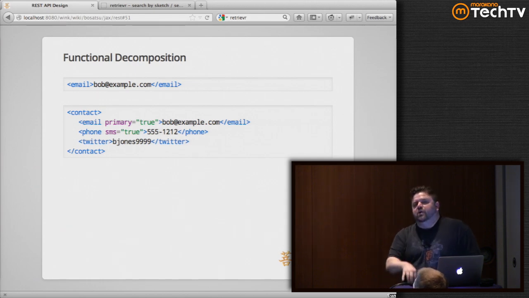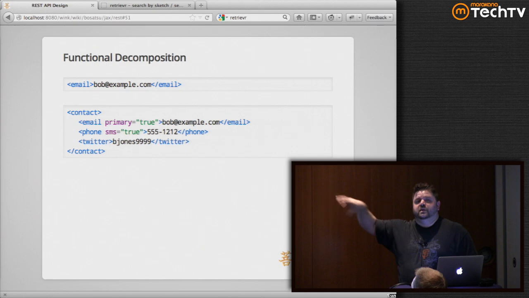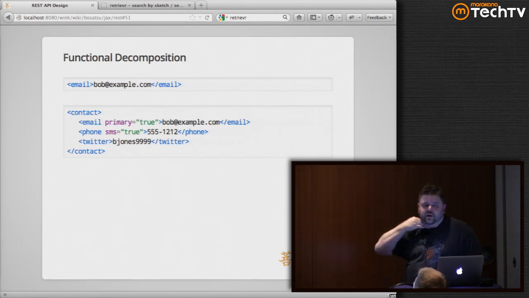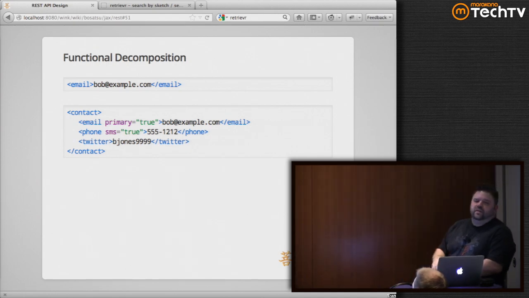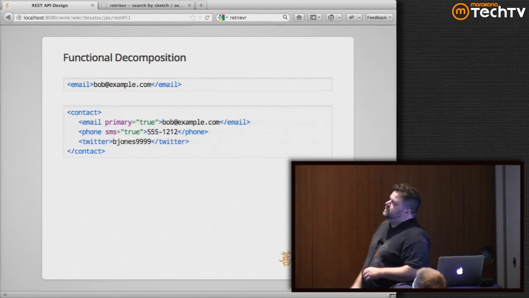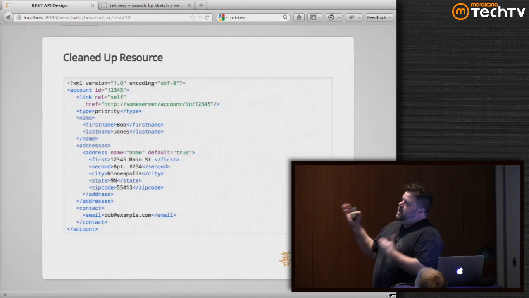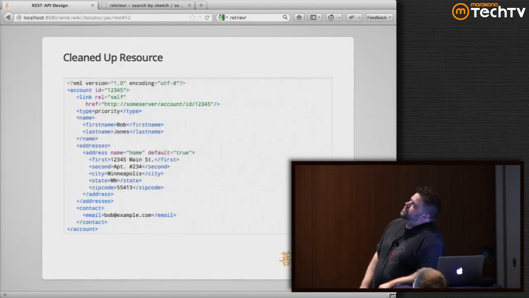And again, if clients aren't looking for whatever comes next, then they continue to work. But anybody who wants to look for that because they know it's there, because we've published the update to our API, will be able to take advantage of it. But we get this ability to roll things out separately. And if we make functional decomposition choices, that becomes easier to do.